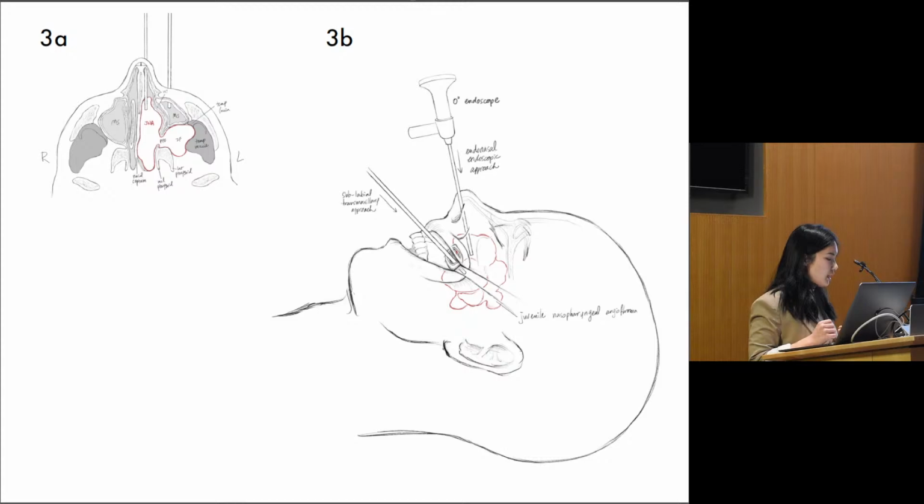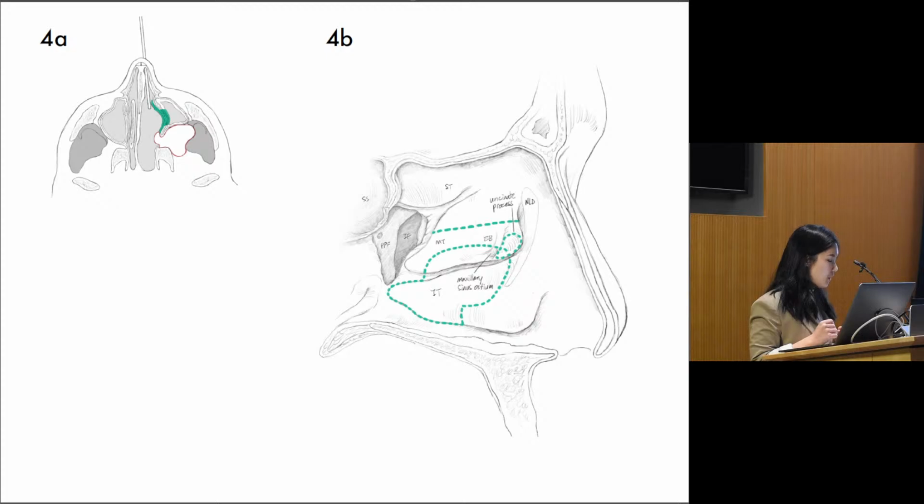The approach taken was a combined endonasal endoscopic and sublabial transmaxillary approach. A medial maxillectomy was performed endonasally, where the middle turbinate, uncinate process, medial wall of the maxillary sinus, and posterior half of the inferior turbinate were resected. The nasolacrimal duct was preserved.